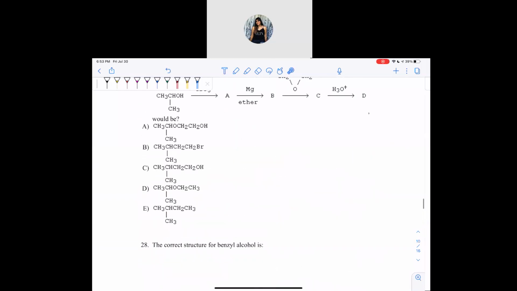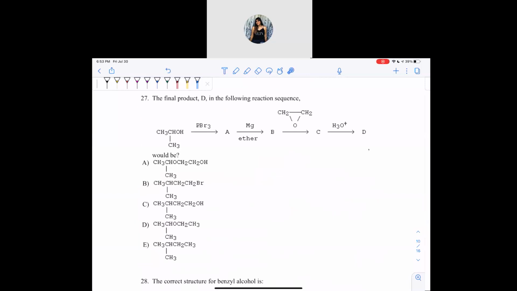We did those ones in SI. Let's do this guy. All right. So we have PBr3. And we know, because Rosemary said so, PBr3 turns OH into Br. And then we have Mg. So this is a Grignard reaction, right? So we started out with this. We turn it into this. And then we turn it into this.